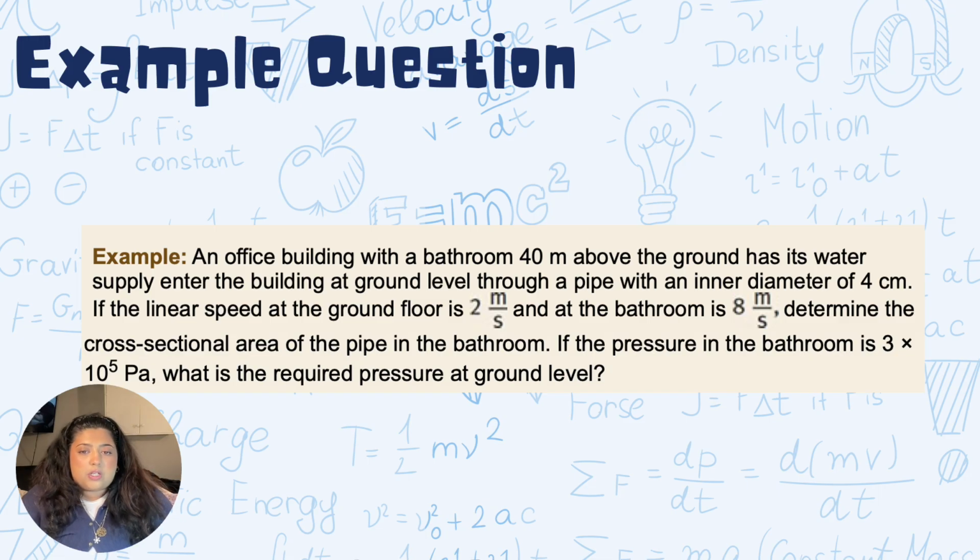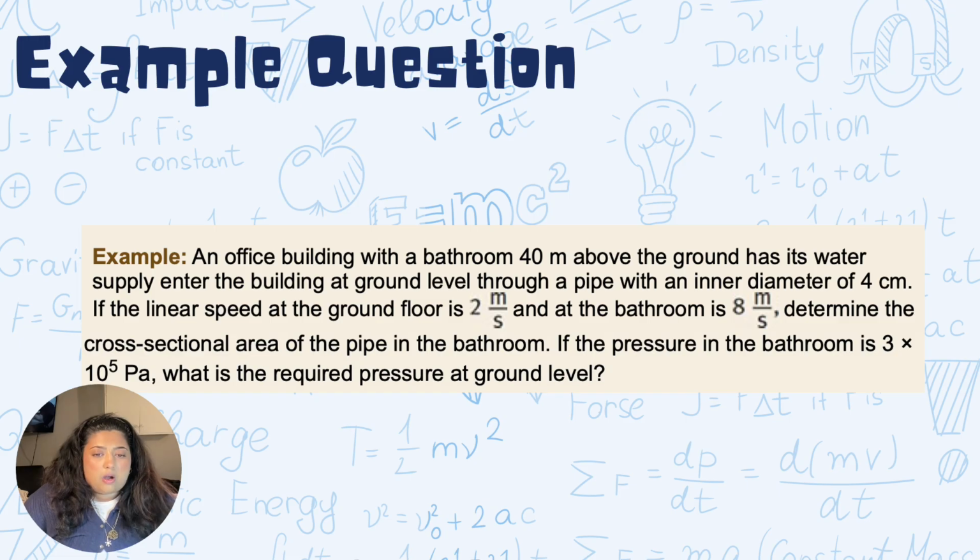So, an office building with a bathroom 40 meters above the ground has its water supply enter the building at ground level through a pipe with an inner diameter of 4 centimeters. If the linear speed at the ground floor is 2 meters per second and at the bathroom is 8 meters per second, determine the cross-sectional area of the pipe in the bathroom. If the pressure in the bathroom is 3 times 10 to the 5 pascals, what is the required pressure at ground level? So this question is testing a couple different concepts, but let's walk through it.